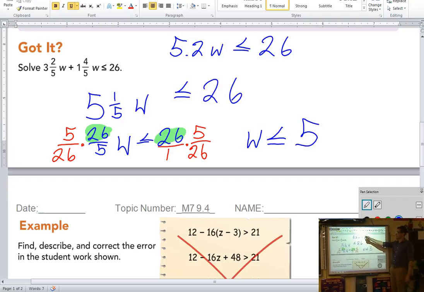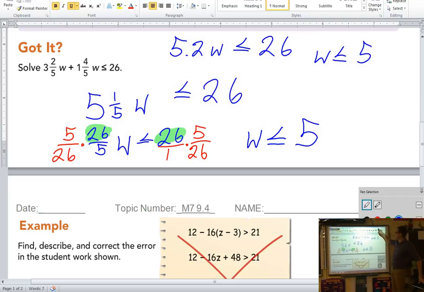And Noah, when you divided by your decimal value, did you also get W is less than or equal to 5? Many right ways to get to Florida. Neither of these is better or right versus wrong. It's whichever you prefer. Any questions?